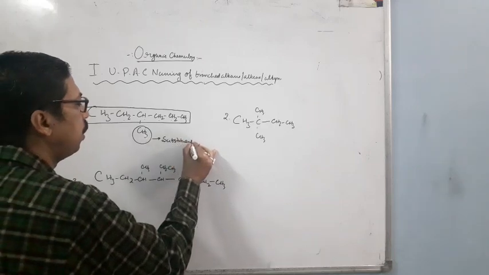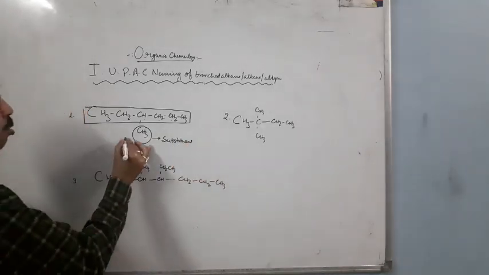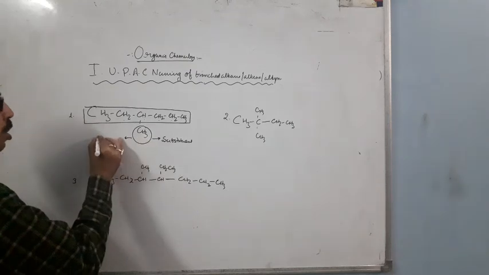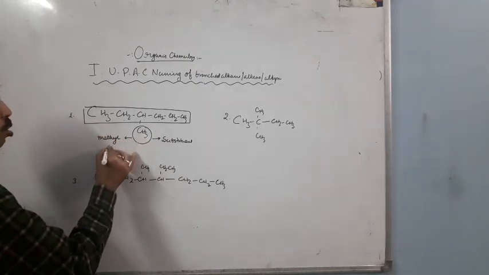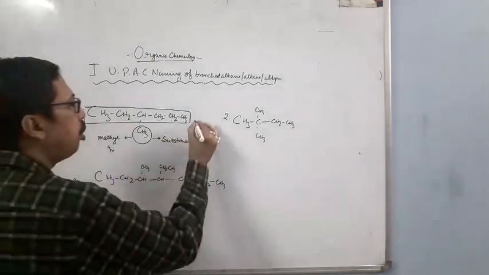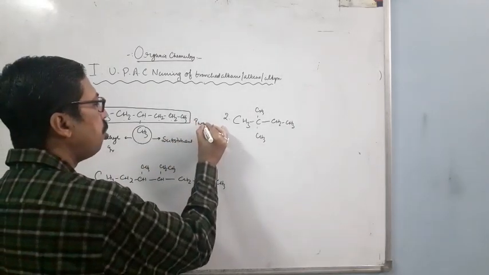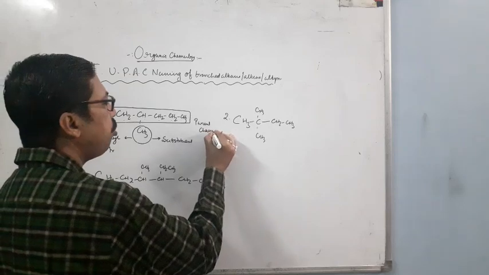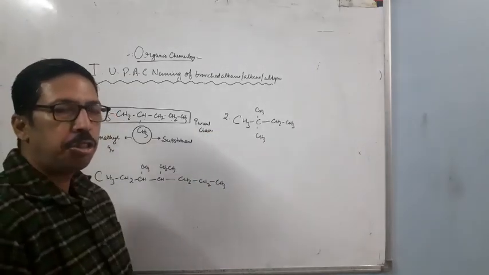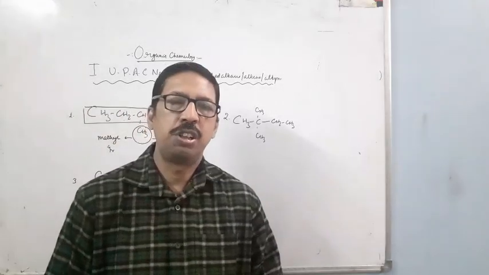So we can write like this: substituent, and this substituent CH3 is known as methyl group, and this is the parent chain. The first step is completed.